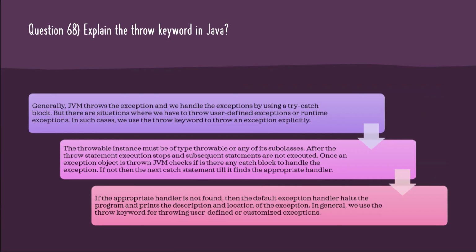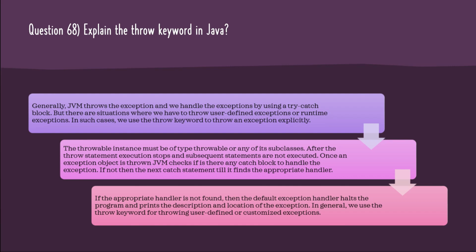Question 68. Explain the throw keyword in Java. Generally, JVM throws the exception and we handle the exceptions by using a try-catch block. But there are situations where we have to throw user-defined exceptions or runtime exceptions. In such cases, we use the throw keyword to throw an exception explicitly. Syntax: throw throwableInstance. The throwable instance must be of type Throwable or any of its subclasses.